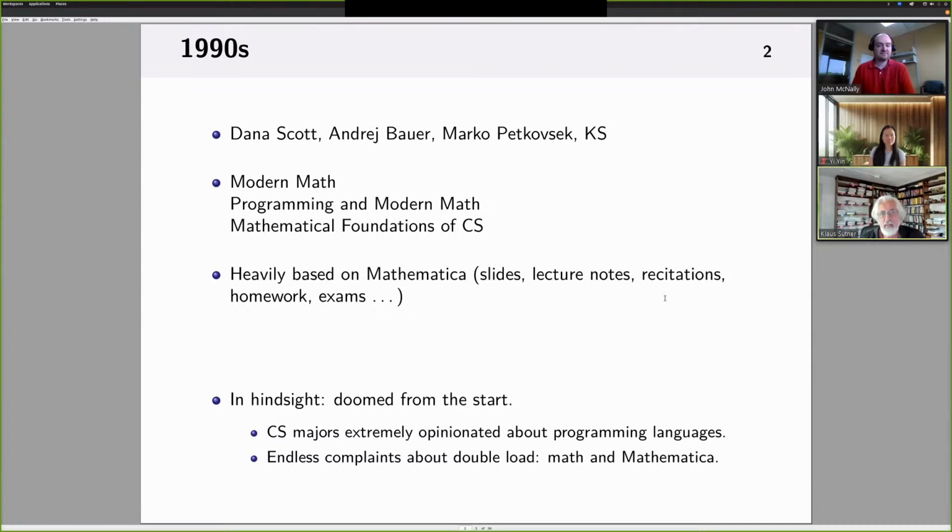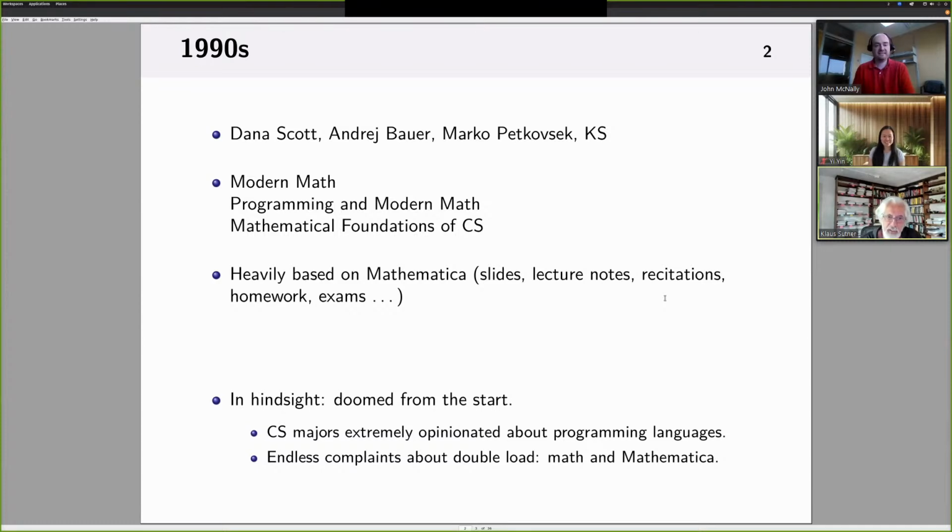The first one was called Modern Math. That title was too breezy. I should say I'm a mathematician, but my faculty appointment is in computer science, so I'm in a slightly awkward position here. Modern Math was way too breezy for our math department. So we renamed it to Programming in Modern Math, just to make clear it's computer science related. And in the end, we caved and called it Mathematical Foundations of Computer Science, which is about as lame as you can make it. And these courses all were completely based on Mathematica.